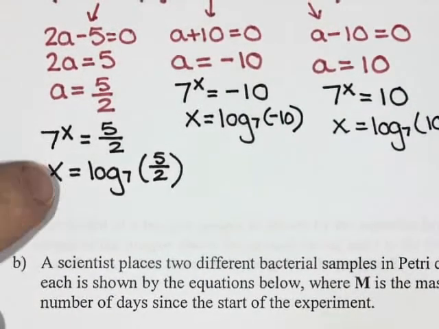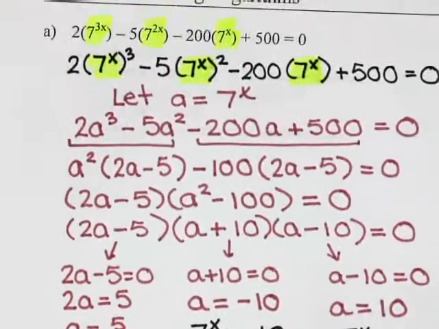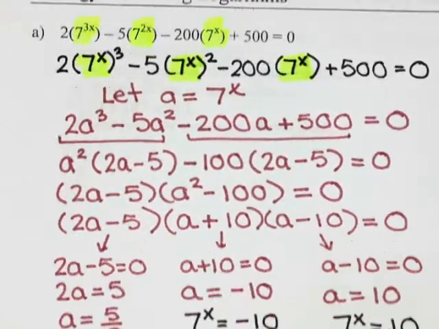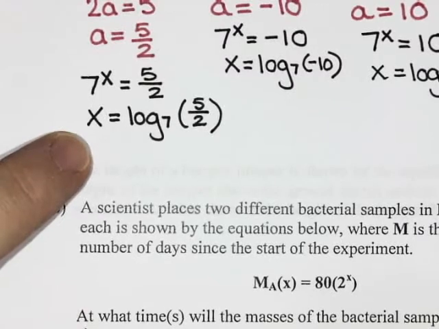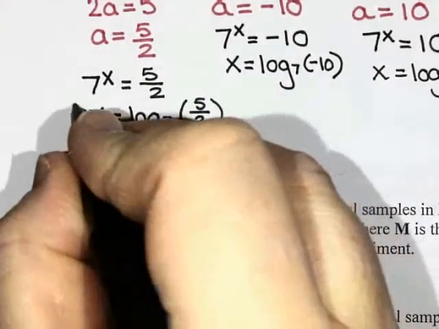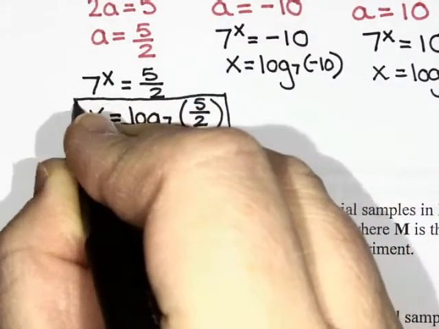All right, log base 7 of 5 over 2 is going to be a decimal. It didn't mention in the question anything about rounding, so I think we're going to leave our answer as an exact value, which this is. So I'm going to leave my final answer as log base 7 of 5 over 2.